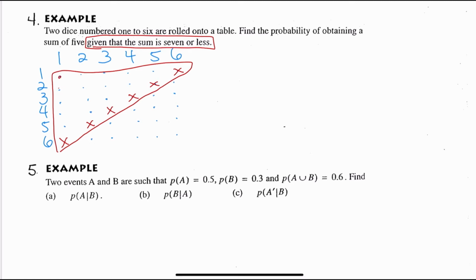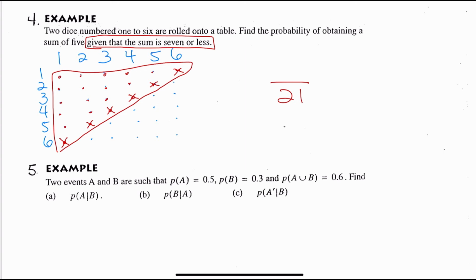So if you count the dots, how many of them are there? You would count 1, 2, 3, up to 21. There's 21 different possibilities now that I'm looking at. I'm not looking at all 36. I'm only looking at these 21 because it is known that we rolled a sum of 7 or less. So that is my reduced sample space. So this tells me that I'm going to have a reduced sample space of 21 possibilities instead of all 36 from the lattice diagram.